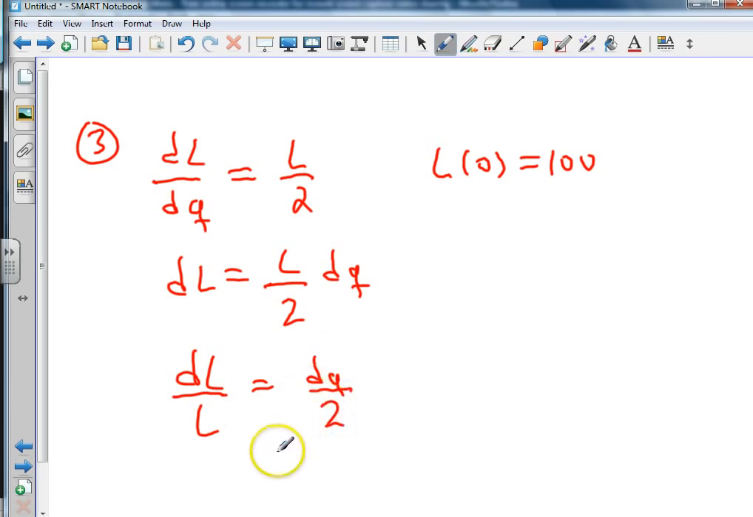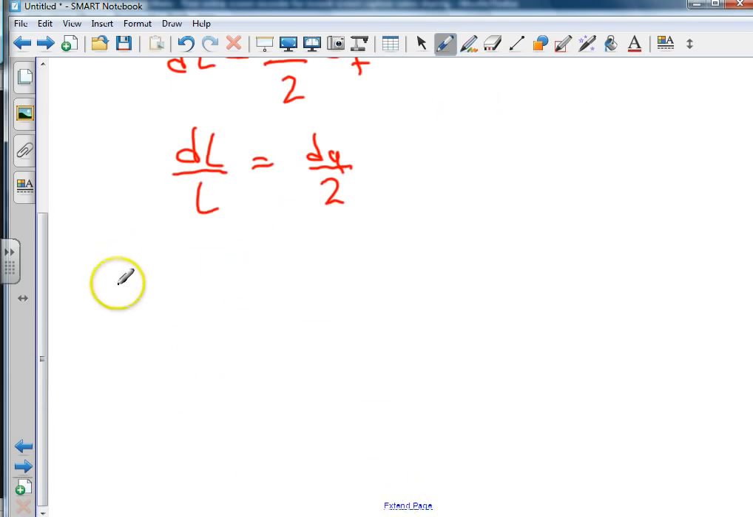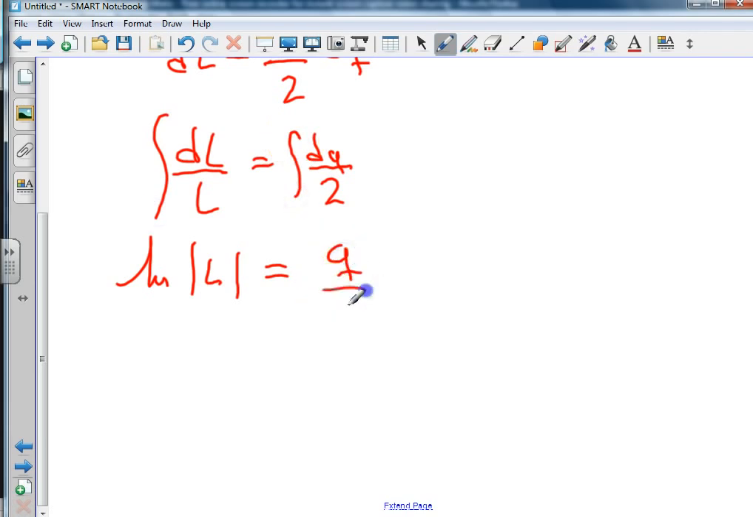Isn't this really the same kind of question? It's still going to have an ln. It's still going to end up with an e to the, right? So what should I write next? ln absolute L equals, no, the antiderivative of dQ is Q. So this is going to be Q over 2 plus a constant. Now what?